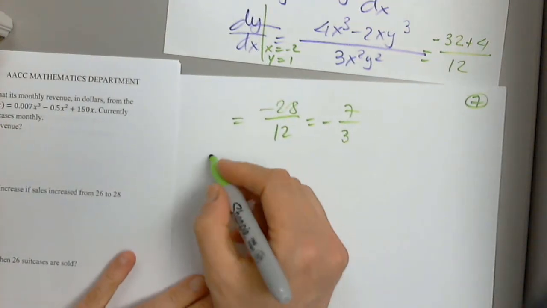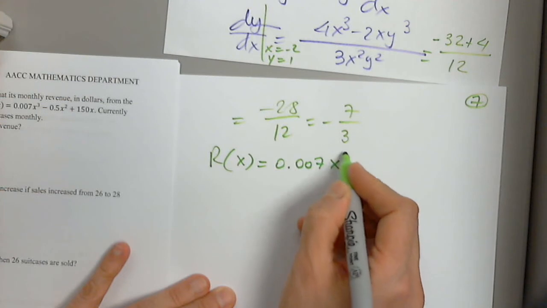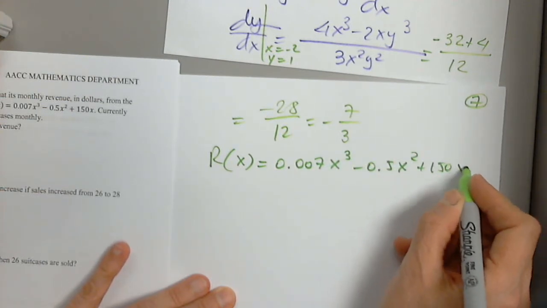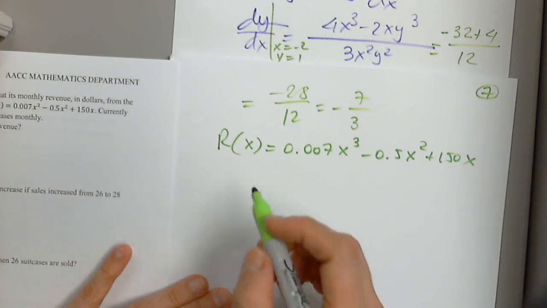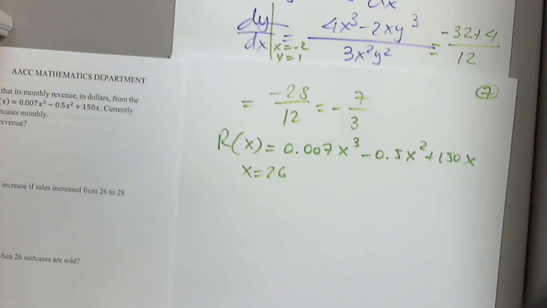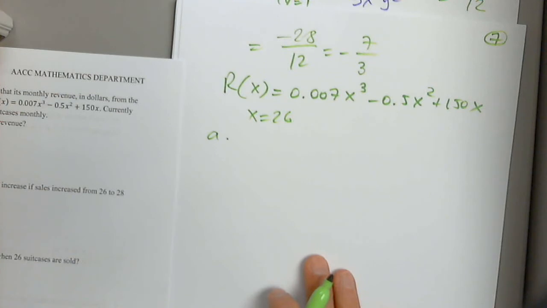We're given the revenue: 0.007x cubed minus 0.5x squared plus 150x. And they are currently selling x equals 26. What is the current monthly revenue? How much would the revenue increase if sales increased from 26 to 28?